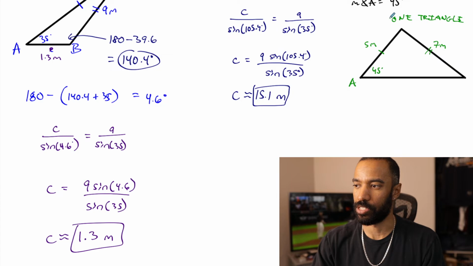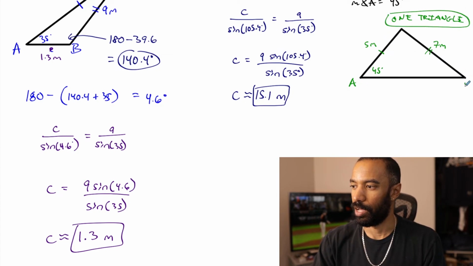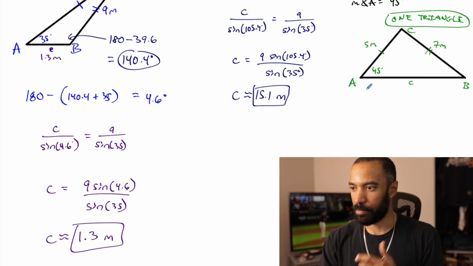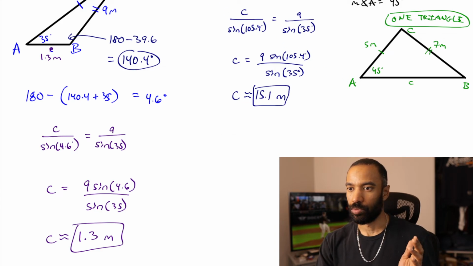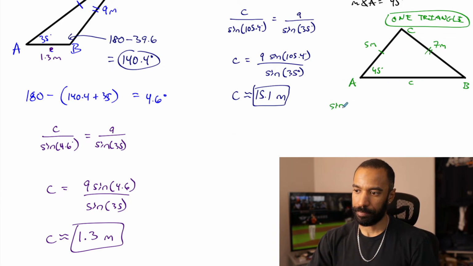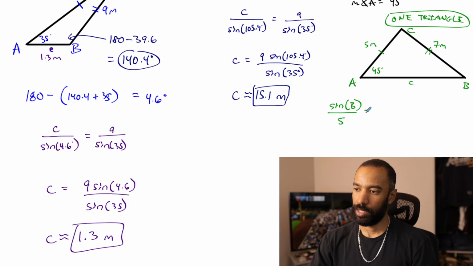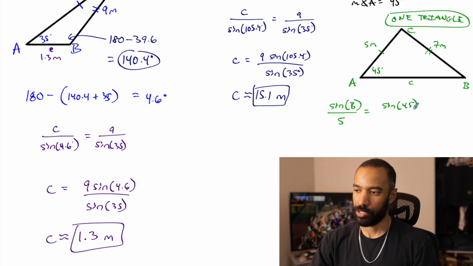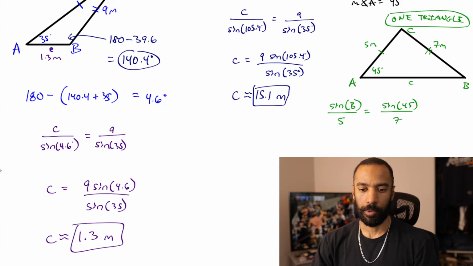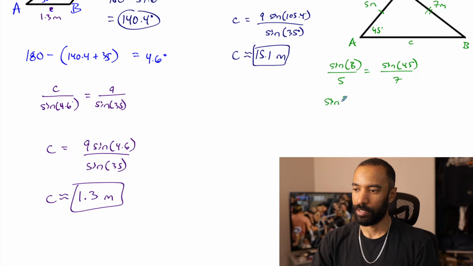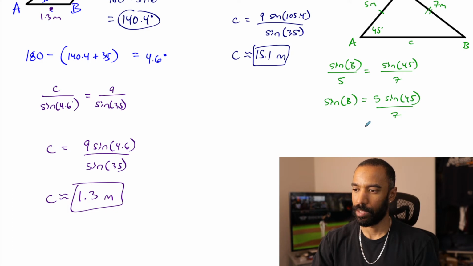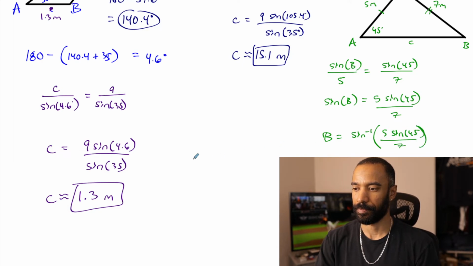Okay, now let's solve the rest of this triangle by trying to find out angle measure B, angle measure C, and side length C. Angle measure B, so we've done some of this before. Sine of B over B equals sine of A, and I know sine of 45 exactly, over A. So we multiply both sides by 5, and then we will inverse sine both sides. 5 times sine of 45 over 7. And so B is the inverse sine of 5 times the sine of 45 over 7.